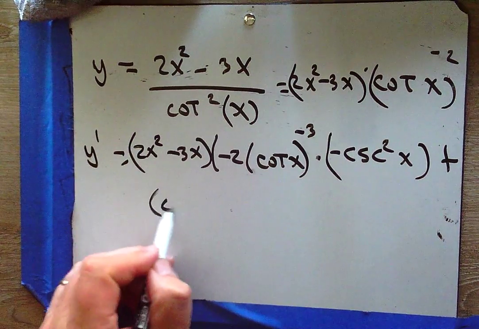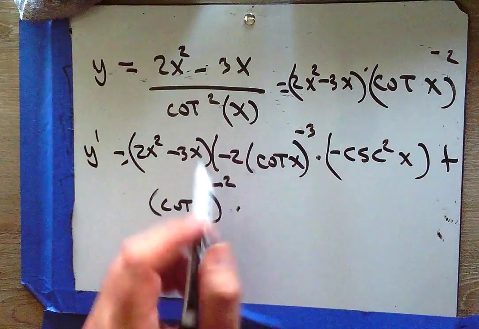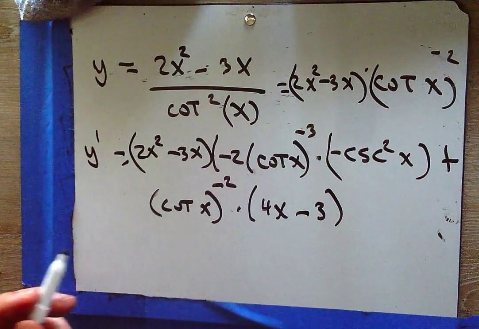So I'm going to have cotangent x to the minus 2 times the derivative of this, which is going to be 4x minus 3.